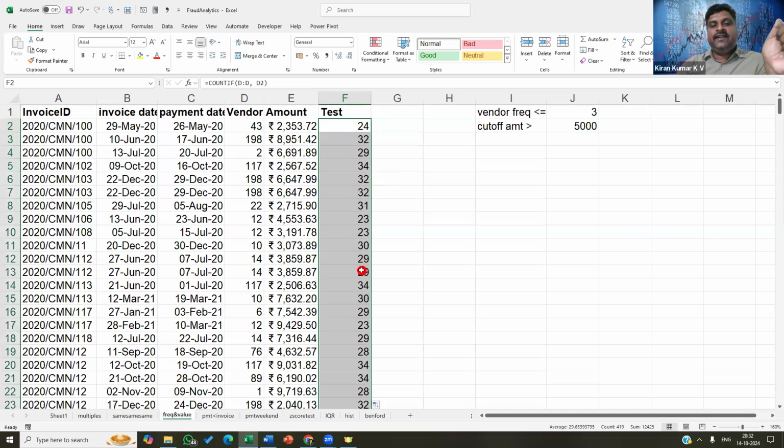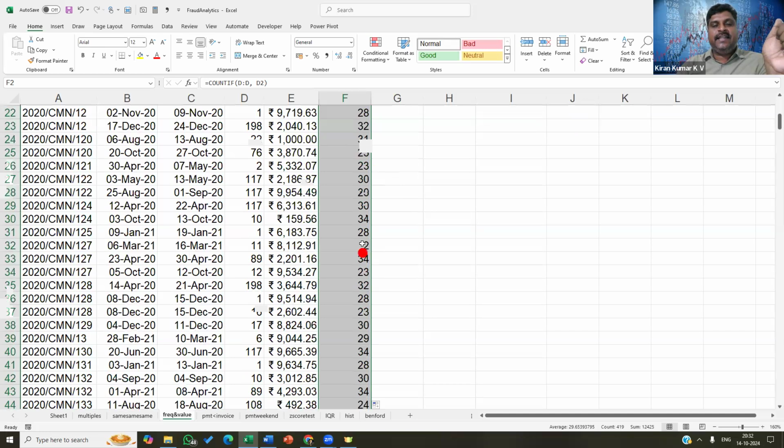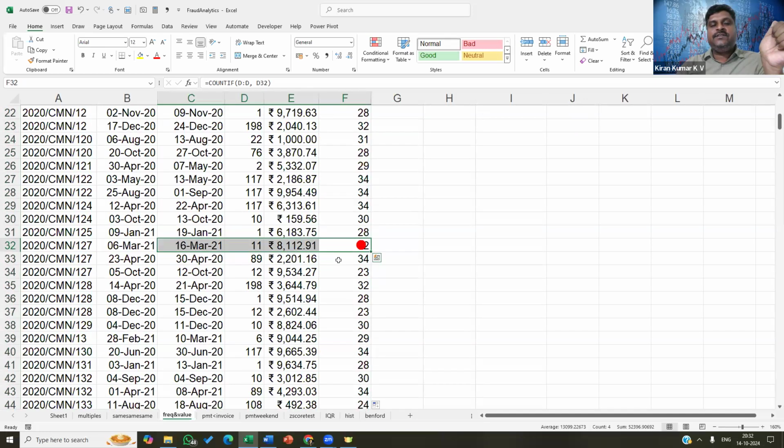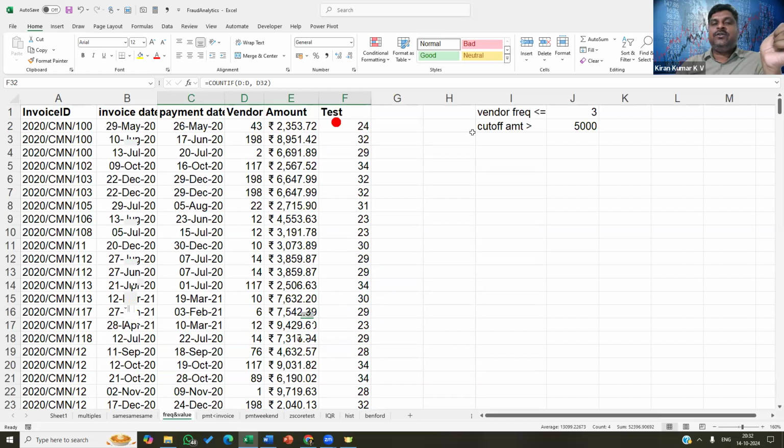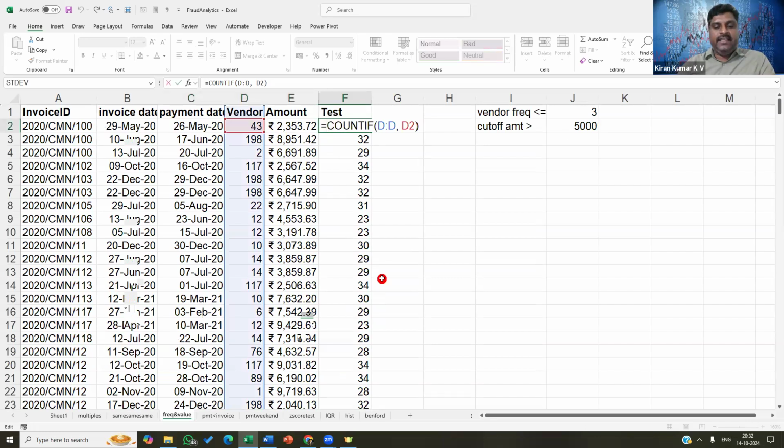If there is any vendor who appears fewer than 3 times, see this vendor, he is only appearing 2 times. So potentially, but this is not the only condition. I also need to put another condition of 5,000. So let me put this in an IF condition. If the count of that vendor is less than or equal to, let's say, 3. I'm going to freeze it, less than or equal to 3.